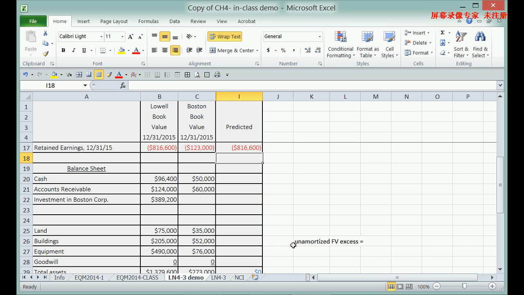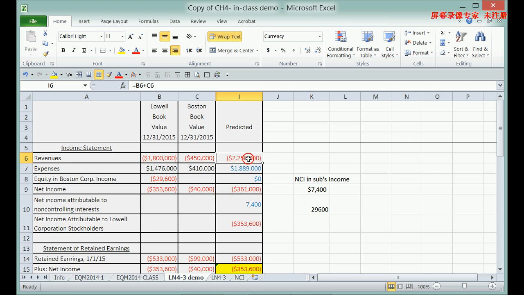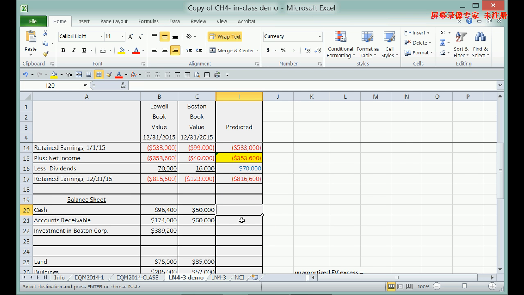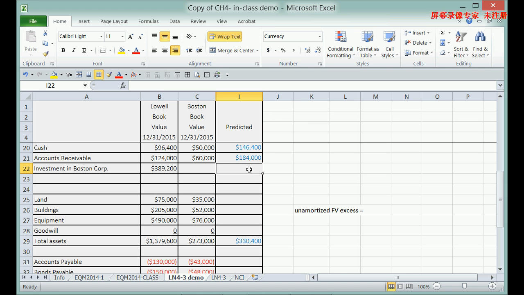Okay. Now, consolidated cash. Consolidated cash is just the add-up of the cash of the two companies. Receivables, the same. Investment should be 0. Land should be the same. Buildings should be the same. Equipment. We have the fair value excess of 30,000 when we acquire the subsidiary. Now at 2015 December the 31st, we should use the P plus the S plus the unamortized fair value excess.